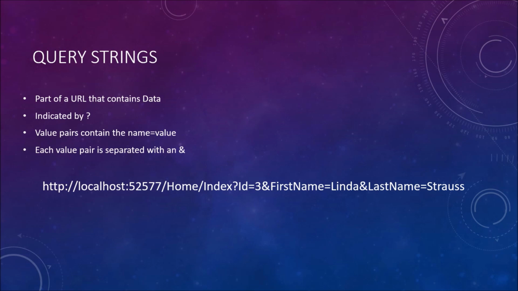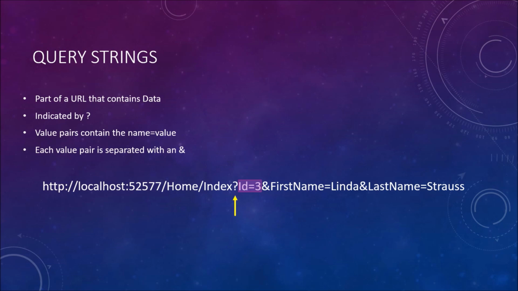We have our full URL here where we have our localhost, which is the host that's hosting our web application. We have the port number 52577. We have home, which is a reference to the controller, then index, which is the action, followed by this question mark. That question mark indicates that everything following it is going to be a query string. The first thing we see after the question mark is ID equals 3, which is our first value pair. The name of the value is ID, and the actual value is 3. So we're setting ID equal to 3.